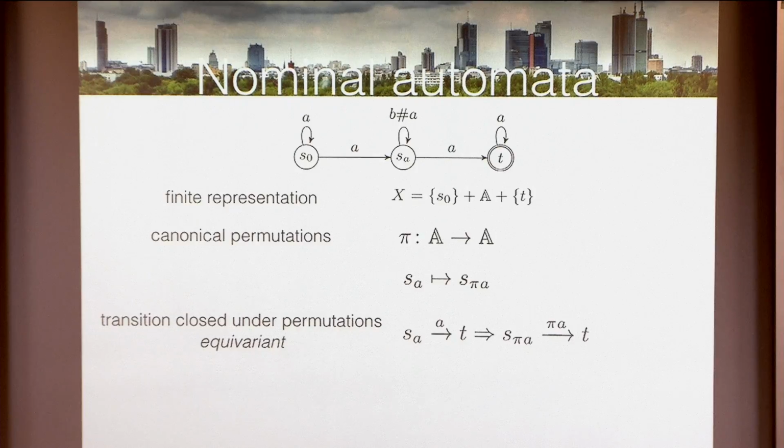However, modulo permutations, the transition function is closed under permutation. This is what is called equivariant, and that's the core behind the fact that you can represent this in a finite way.